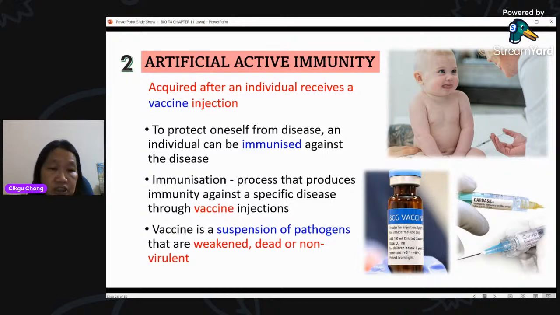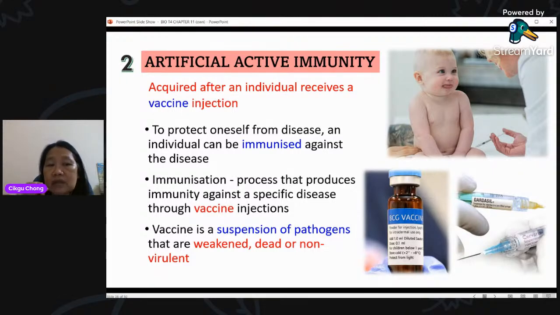Vaccines are usually suspensions of pathogens. They are not live pathogens, not the actual pathogens that make you sick. It's a pathogen that has been processed. They are called weakened, or attenuated, or non-virulent. That means they are not able to give you the disease. They have been processed so that they do not give you the disease.